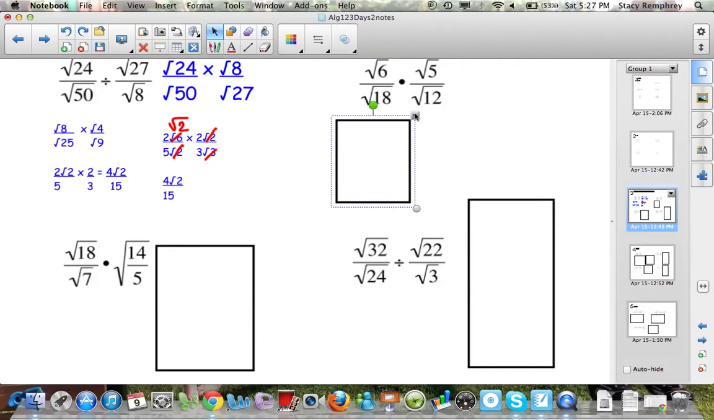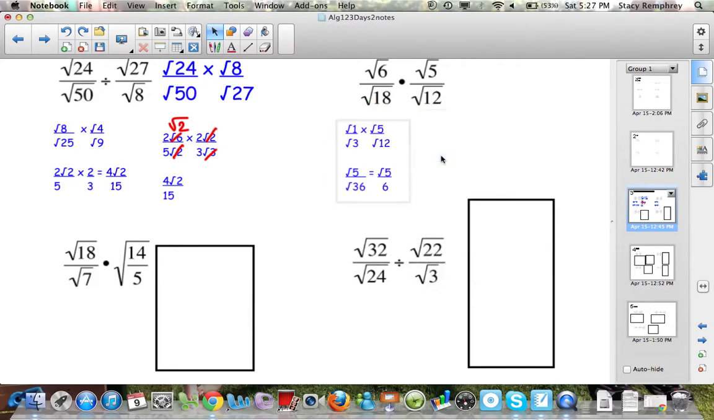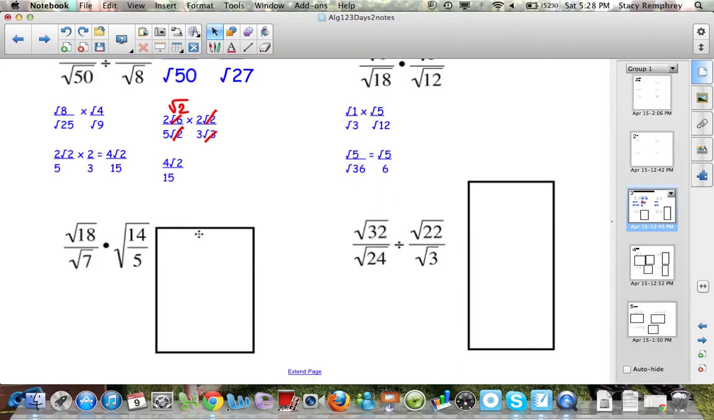All right, for the next one up top, I didn't do it all the ways. What I did is I simplified the 6 and the 12. That's where I simplified the 6 and the 18. I divided both by 6, so I get the square root of 1 over the square root of 3. Then I multiplied across the top, that's where the square root of 5 came from. I multiplied across the bottom, that's where the square root of 36 came from. And then I said the square root of 36 is 6. So the final answer is root 5 over 6. Many ways to get that.